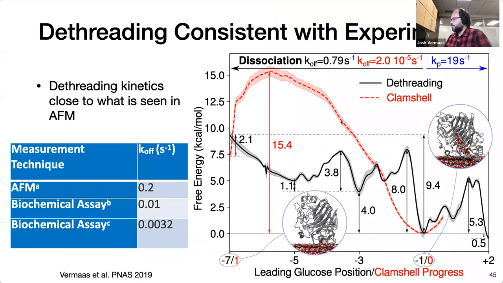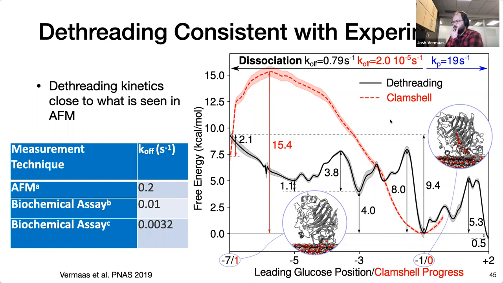All right, here's our free energy profile. In red is the clamshell mechanism. Black is de-threading. I'm skipping over a ton of the math that we don't actually want to see. But you can see pretty readily that the barrier for the clamshell mechanism is really high. And because it's really high, the off rate along this mechanism is about 2 × 10⁻⁵ per second. So if this was the only mechanism allowed, you would be waiting something on the order of days for one of these enzymes to unbind.